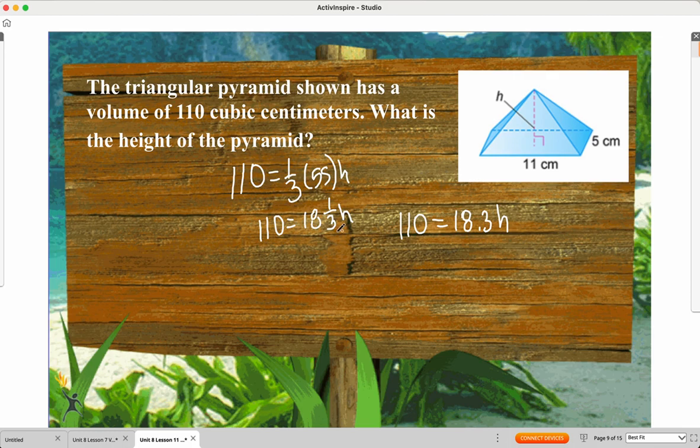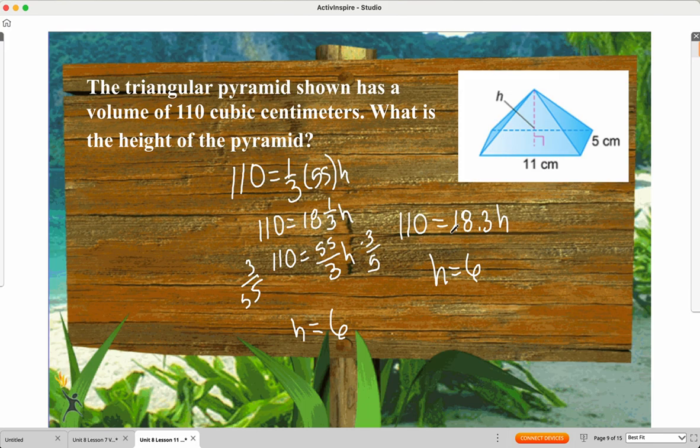Okay, so if I'm going to do it this way, it's 110 equals 55 over 3H, and I multiply both sides by 3 over 55. That same reciprocal we learned in a previous lesson. So 330 divided by 55, I get H is 6. If I do it the other way, 110 divided by 18.3, I get 6.01, and since I'm rounded to the nearest tenth, it would say that same H of 6.